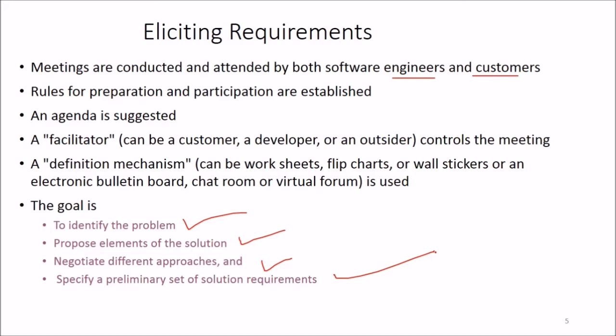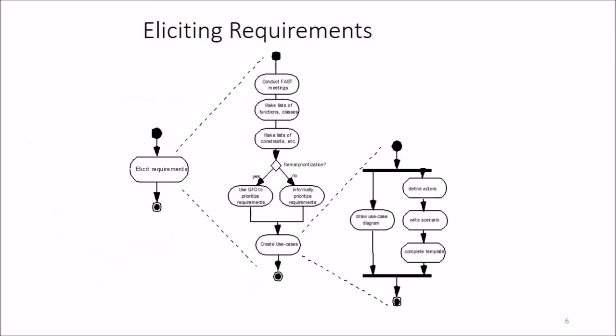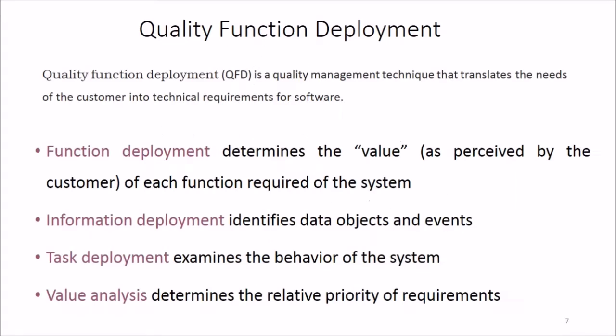The goal is to identify the problem, propose elements of the solution, negotiate different approaches, and specify a preliminary set of solution requirements. This is an example of eliciting requirements, and it shows how to elicit requirements: conducting meetings, making lists of functions and classes, making lists of constraints, then using QFD to prioritize the requirements, informally prioritizing requirements, and then creating the use cases. Creating use cases means defining actions, writing scenarios, and completing a template. This is how it is done.